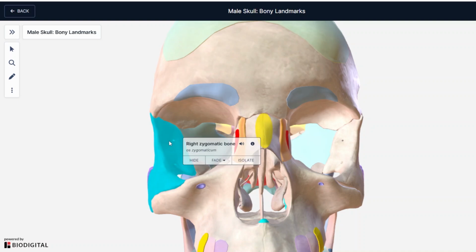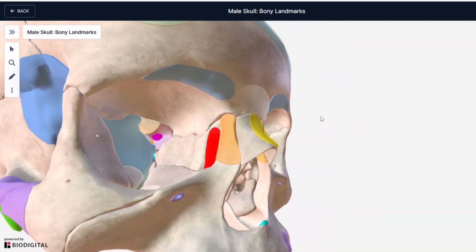Moving to the lateral wall of the skull, we have the right zygomatic bone. Depends, right or left, but generally we have the zygomatic bone and the greater wing of the sphenoid. These both contribute to the lateral wall of the orbit. Now, we're done with the lateral wall.